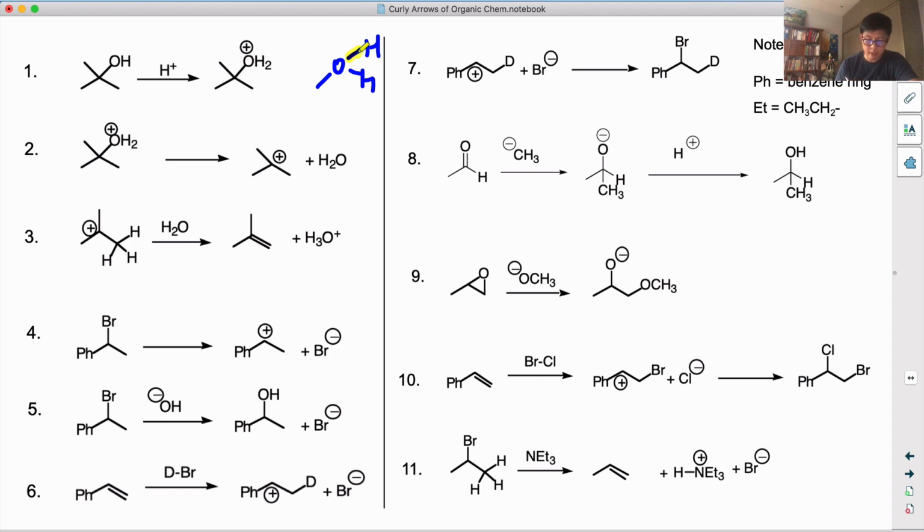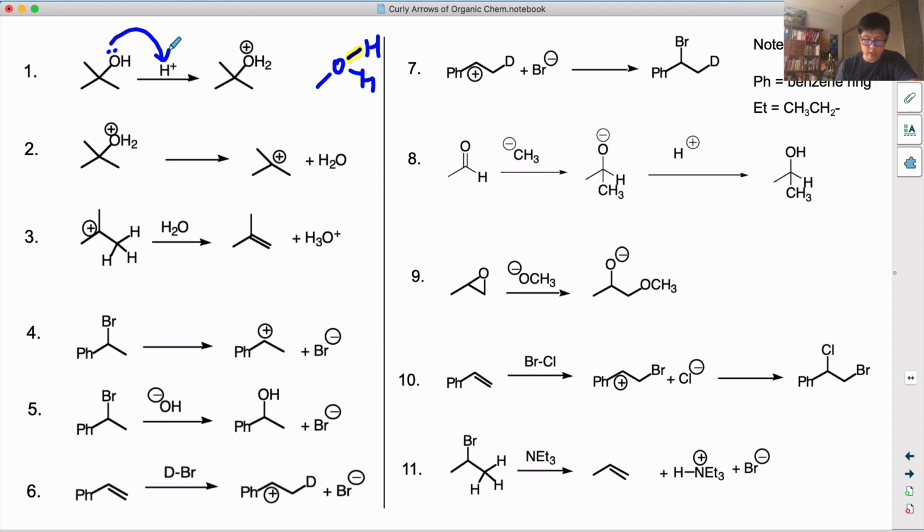So the O is now joined to this H. So actually, I will have drawn it like that. There's a lone pair on the O, and it will move to the H. That's how you draw it. So the H will now have no more charge, but the O will be +1, as you can see. Okay, let's look at the next one.